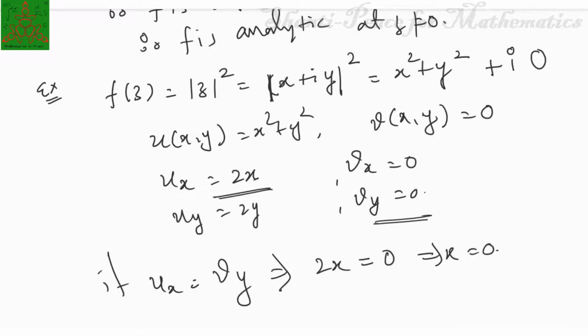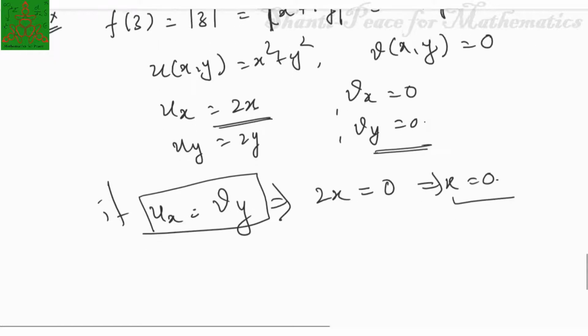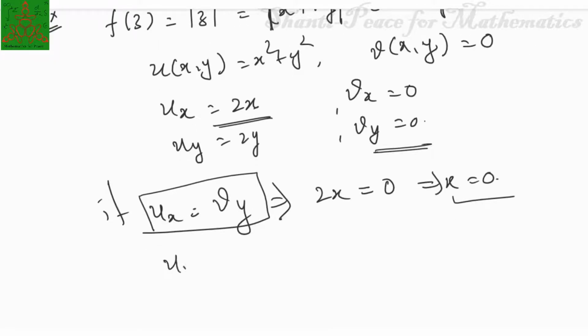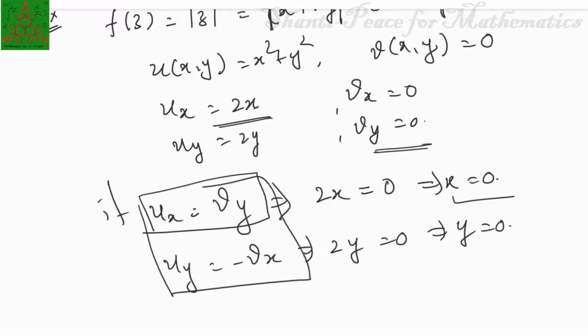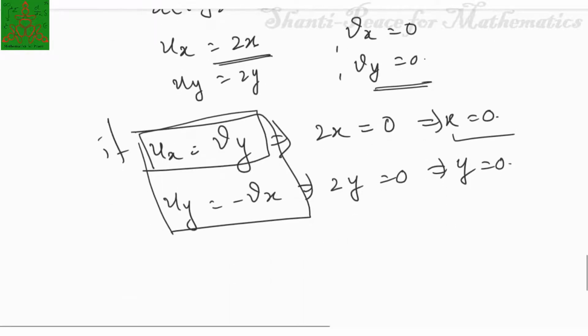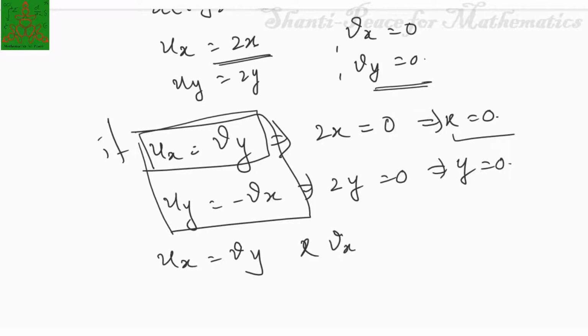So that means this condition is satisfied if x is 0, and the other condition, that is uy equal to minus vx, is satisfied if y is 0. So both these conditions are satisfied if z is 0. So ux is equal to vy and vx is equal to minus uy only at (0, 0). They are true there, otherwise it is not true.